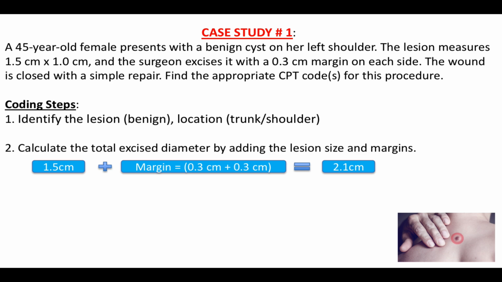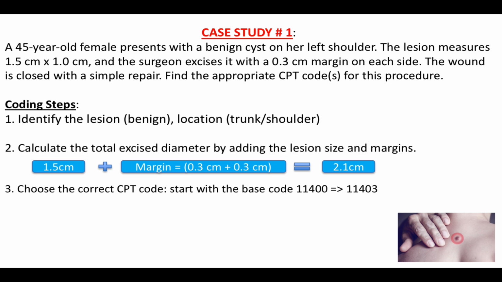After determining the total excised diameter, the next step is to choose the correct CPT code. Please open your book and go to the section I asked you to highlight. Look under benign lesion, starting with the base code 11400 for the trunk, arms. Then look under this code to find which one matches a total excised diameter of 2.1 cm. You will find that 11403 corresponds to an excised diameter of 2.1 to 3.0 cm.